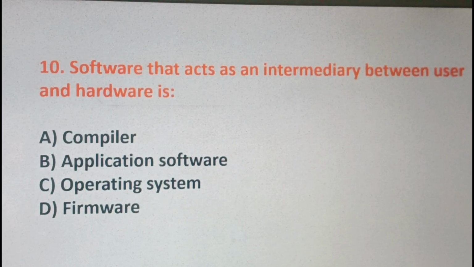Next question. Software that acts as intermediary between user and hardware is compiler, application software, operating system, firmware. The correct answer is option C.